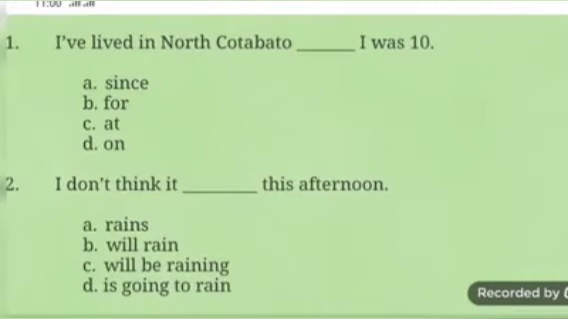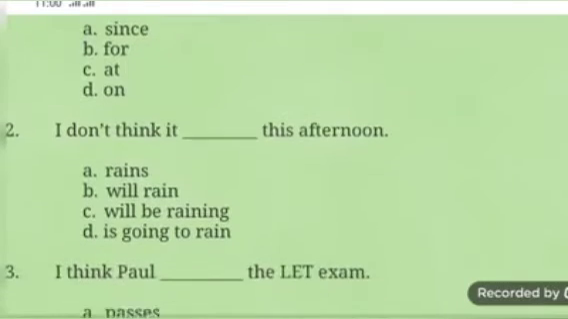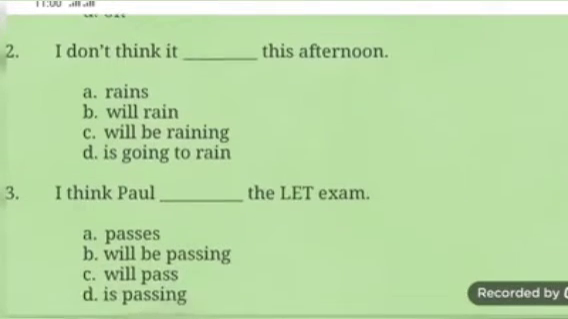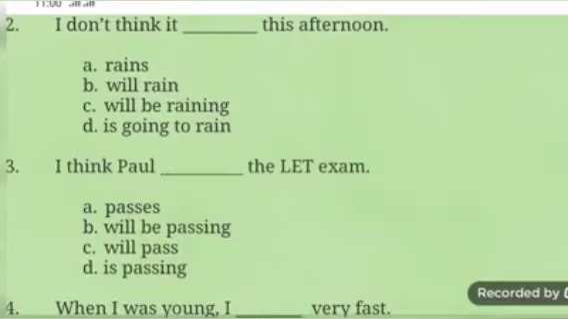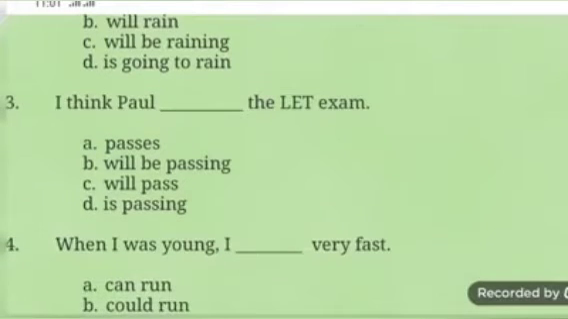Okay, next one, I don't think blank this afternoon. Always remember that if you have the word think in a sentence, you always have to use the future form of will, and that is, I don't think it will rain this afternoon. Okay, so the answer here is letter B. Remember that always. I think, again here, I think Paul will pass the lead exam. Okay, will pass. This is letter C.